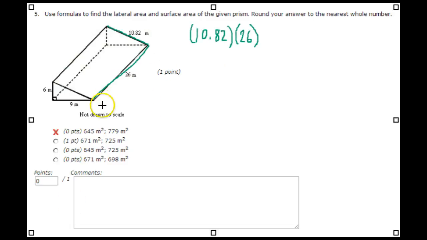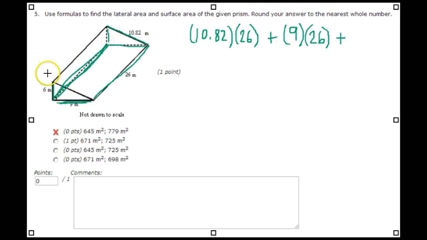Next, let's look at the bottom rectangle, which is that dashed line coming over here. That's going to be 26 times this length here, which is 9. So we're going to add that to the area that we just put in. Then we add the area of the side on the left here, which is 6 by 26. It's this little piece on the back here.